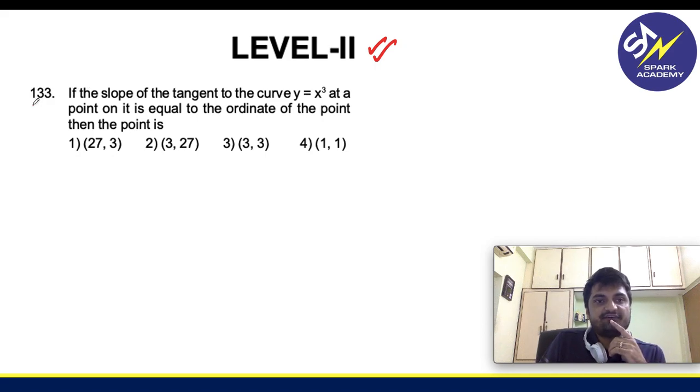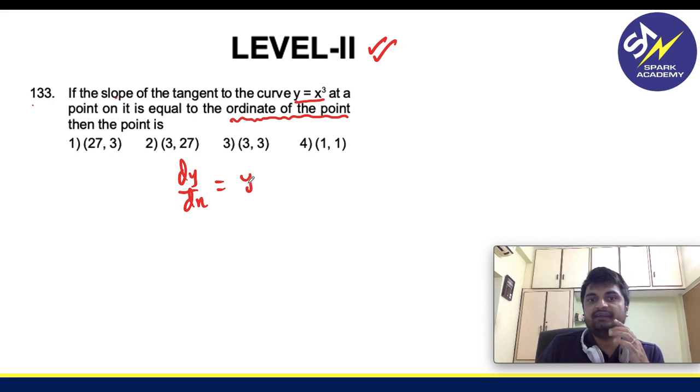First question, which is the 133rd question in your material: the slope of the tangent at a point is equal to the ordinate. So what does this mean? Slope of the tangent is dy by dx. Ordinate means what? It is nothing but y. That is what they're saying. So let's do this now. dy by dx will be what? 3x square. So basically 3x square equal to y.